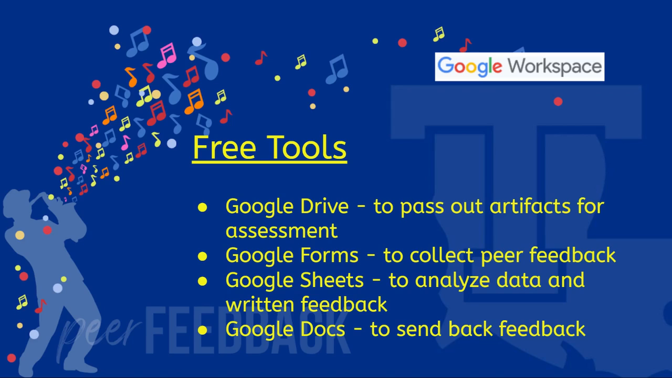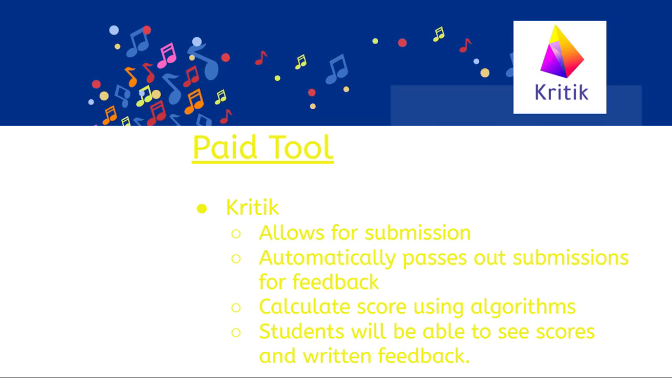Then you would turn around and use Google Sheets to analyze that data, so the rubric scores and also the written feedback. And then you can create a Google Doc that you would share back to the student, and it would include their scores from the rubric and all the feedback received from their peers. So if you had three students evaluating one of their peers, they would receive a total score from the rubric of the averages between the three evaluators, and then all feedback from three evaluators.